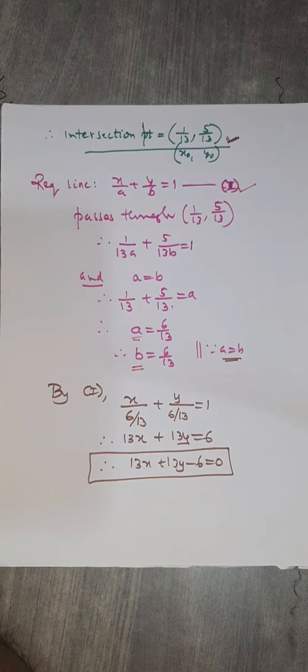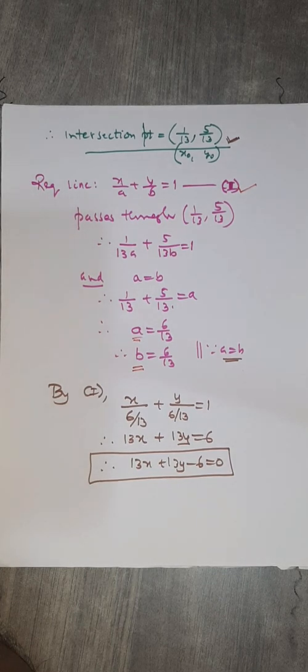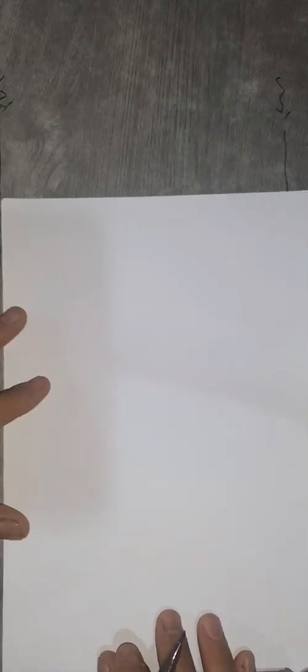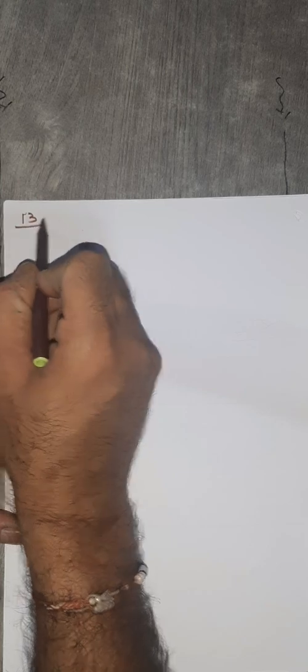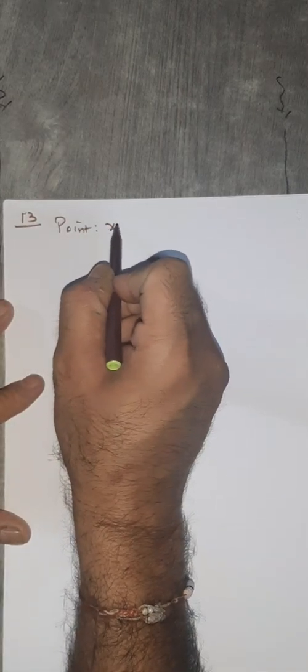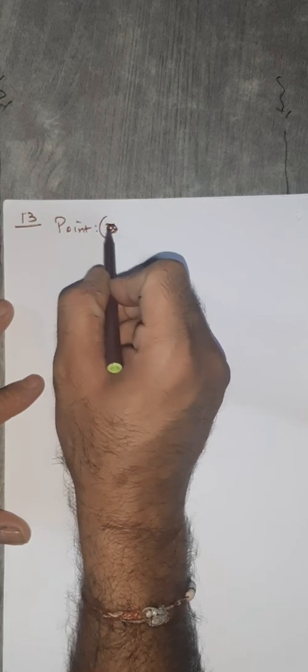Next. Question number 13. What does it say? Show that the equation of the line passing through the origin. Okay. So it's like question number 11, today's session first question. There you had point 3 comma 2. Here in this question, the point is x0 comma y0, which is here the origin.